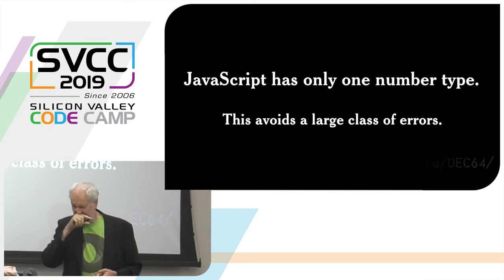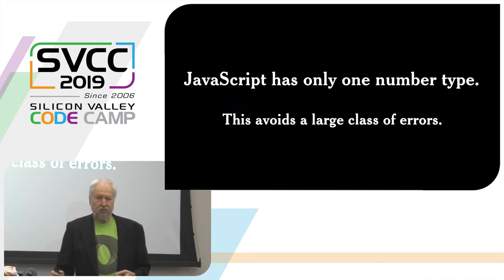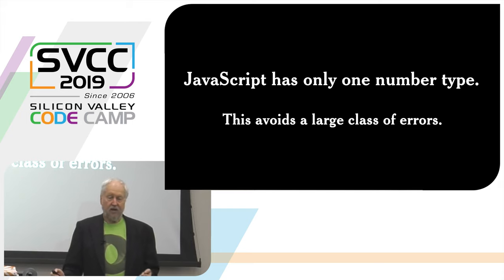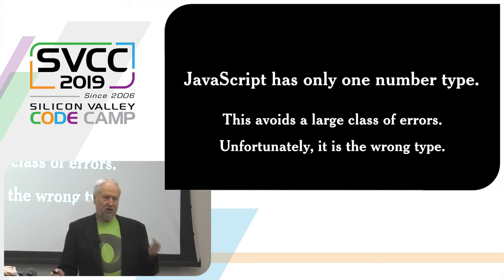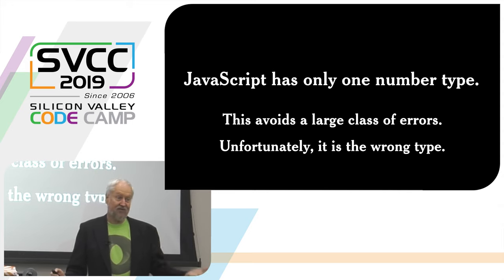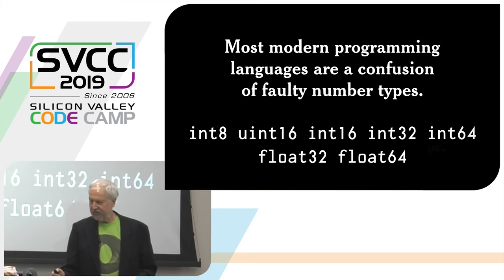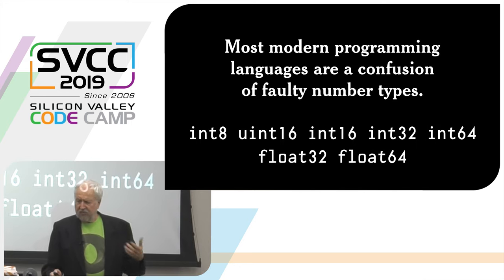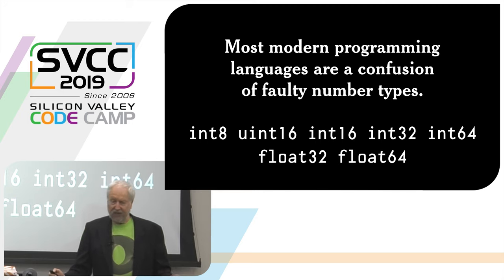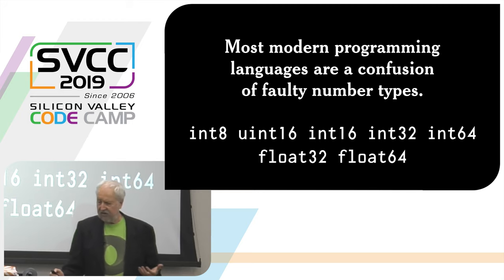So JavaScript has only one number type, which I think is great because there's a large class of errors that are avoided. The problem is it's the wrong type. It really should be decimal floating point. Binary floating point was the only choice available at the time, but I think we've learned that it was the wrong choice. So most modern programming languages went the other way. They have a confusion of faulty number types.